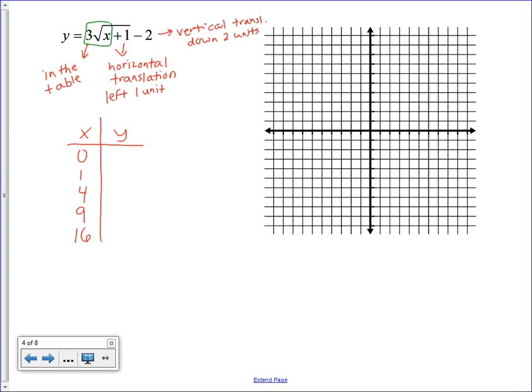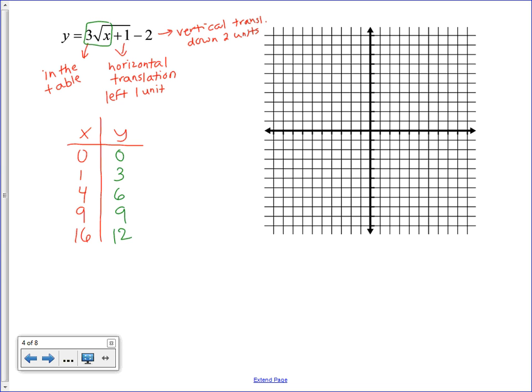So the square root of 0 is 0, and then I'm going to multiply that by 3, and it's 0. Square root of 1 is 1, multiply that by 3. Square root of 4 is 2, multiply that by 3. Square root of 9 is 3, multiply that by 3. And the square root of 16 is 4, multiply that by 3.